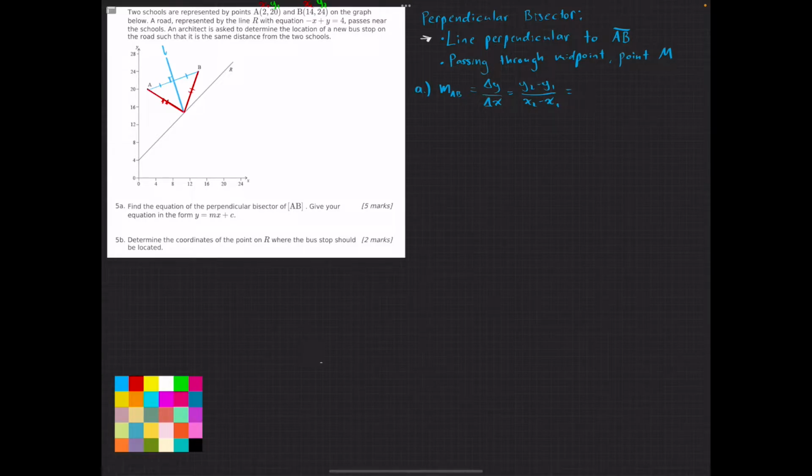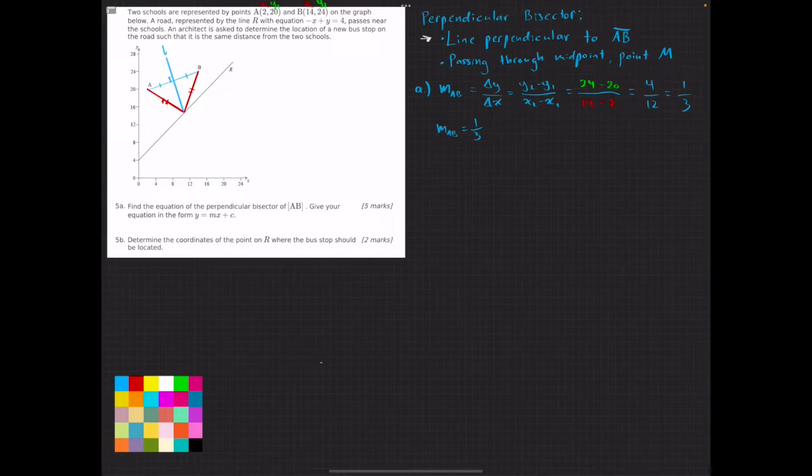Okay, so let's go ahead and write out this slope formula. It equals y2 minus y1, so y2 we called 24, minus y1 which is 20, over x2 minus x1, where x2 we called 14 minus 2. Then we can simplify that. 24 minus 20 is 4. 14 minus 2 is 12. We can simplify that, dividing everything by 4. This is going to be 1 over 3. So m_AB, that is the slope of line AB, is equal to 1 over 3.